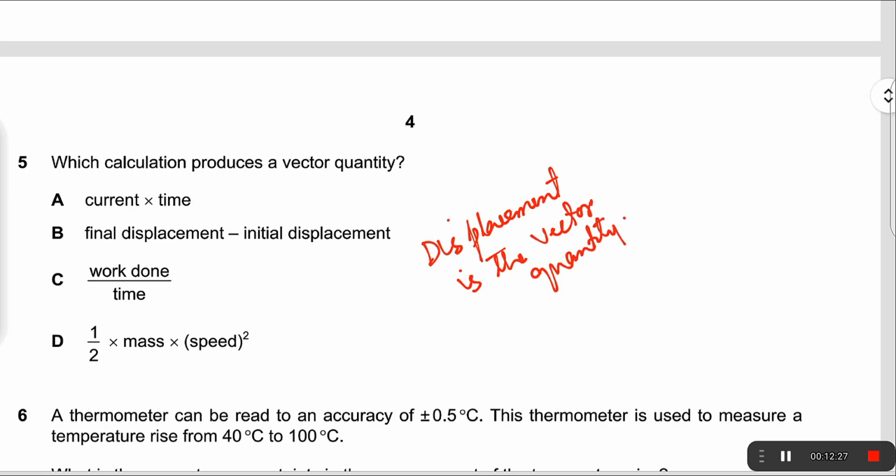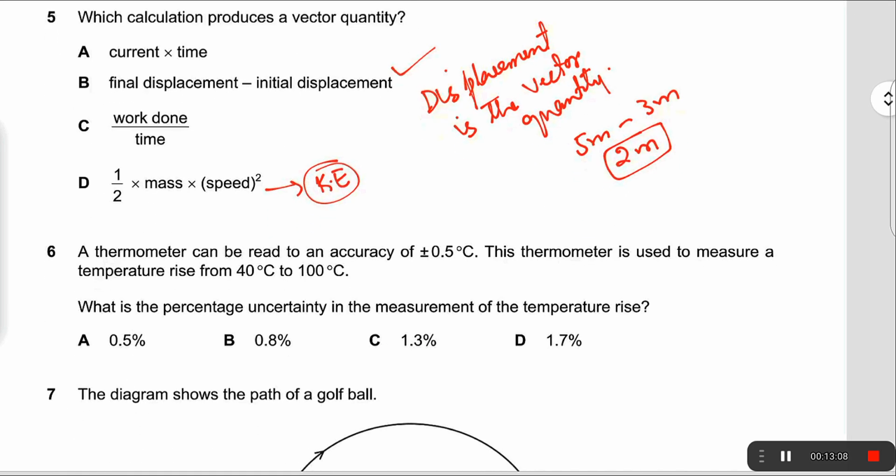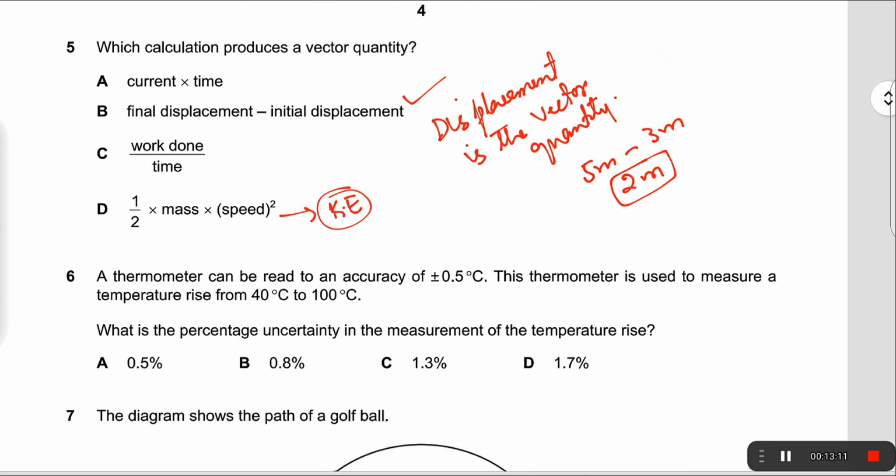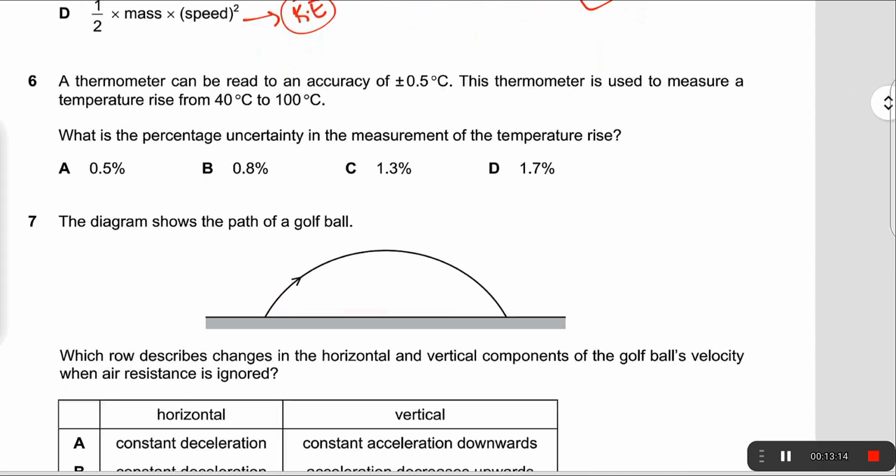Current and time, no, it's a scalar. Work done divided by time, no, it's scalar. 1 divided by 2 mass into velocity square, you know, this is kinetic energy. This is also a scalar quantity. So the only option is final displacement minus initial displacement. Final displacement may be 5 meter and initial displacement 3 meter, let us consider. If we subtract both, we get again a displacement. Displacement minus displacement is a displacement. So the correct option is B.